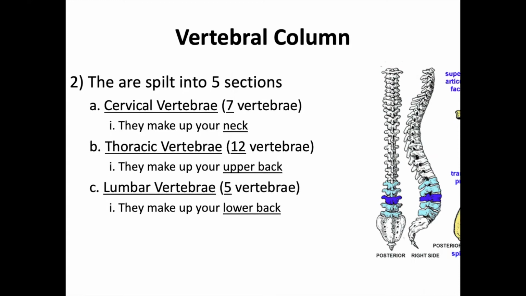7, 12, and 5 is when the typical American family eats their meals. I'm not saying you do, but the stereotypical American family eats breakfast at 7 in the morning, eats lunch at 12, and eats dinner at 5. 7, 12, and 5: breakfast, lunch, and dinner.